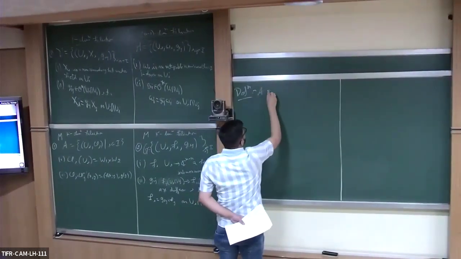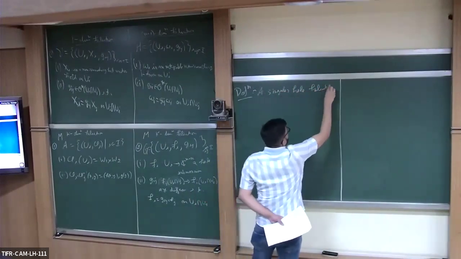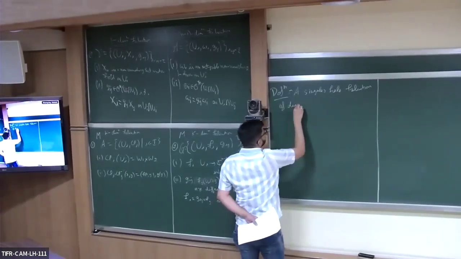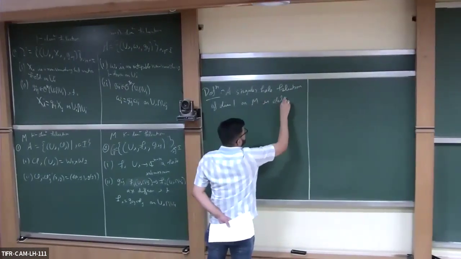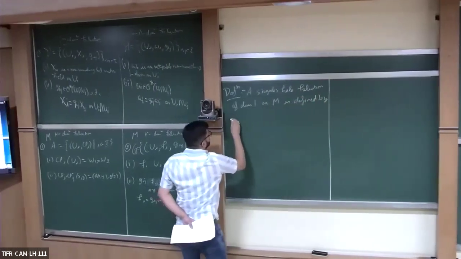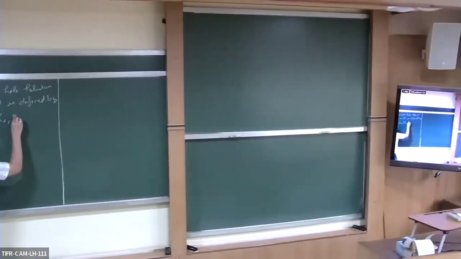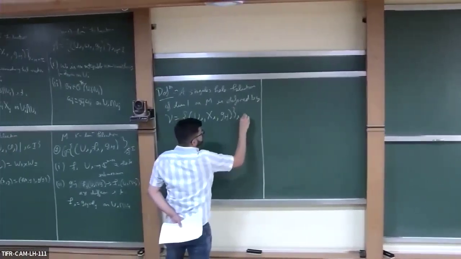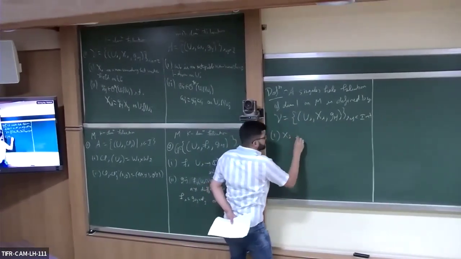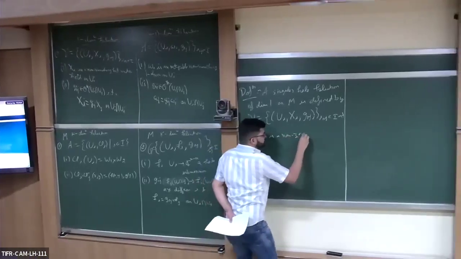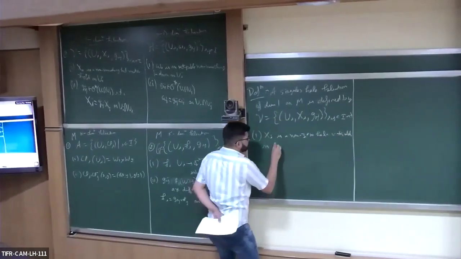So, a singular foliation of dimension 1 on a complex manifold M is defined by this collection Xi and Gij such that this Xi is a non-zero holomorphic vector field on Ui.